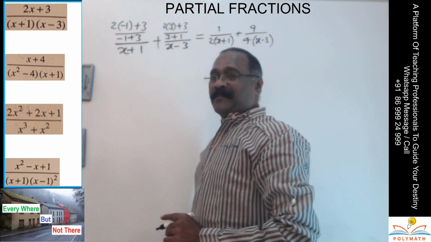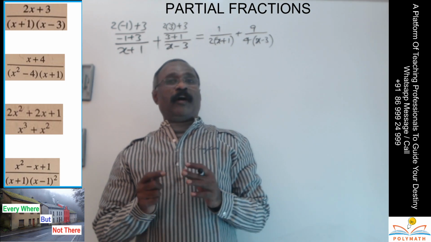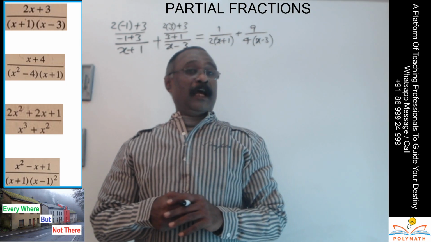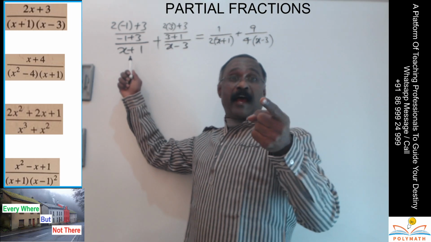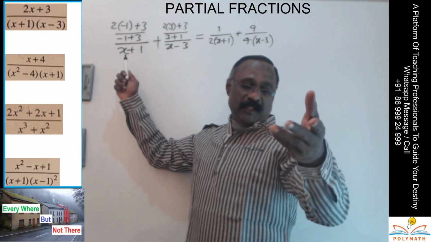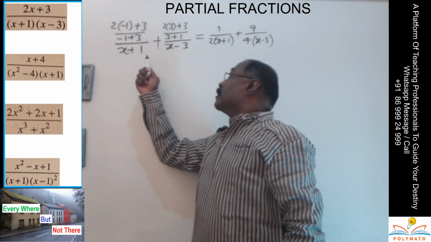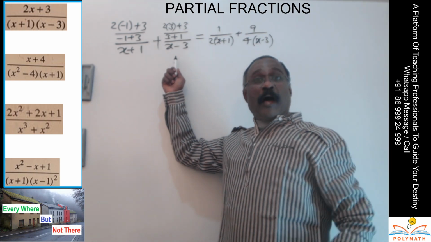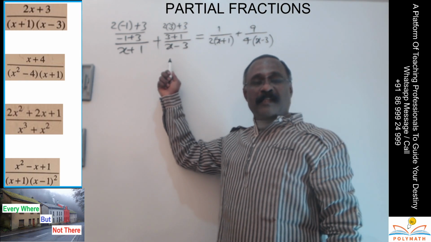Within one step we can do that, but we avoided the method, which is everywhere. Put x plus 1 equal to 0 everywhere, but not there. If you put it there, the denominator will become 0. That is why you should not put it there. Similarly, x minus 3 equal to 0 everywhere, but not there. At x minus 3 you should not put it.